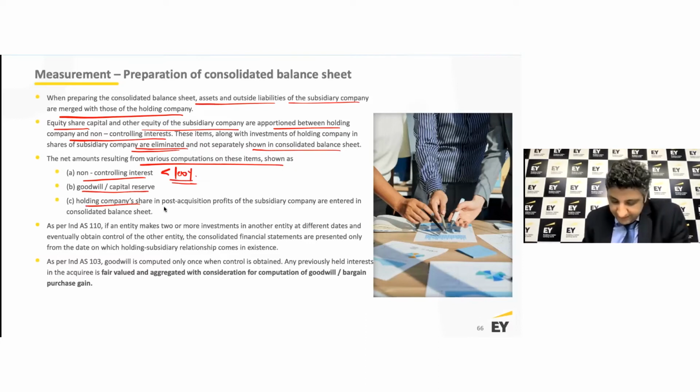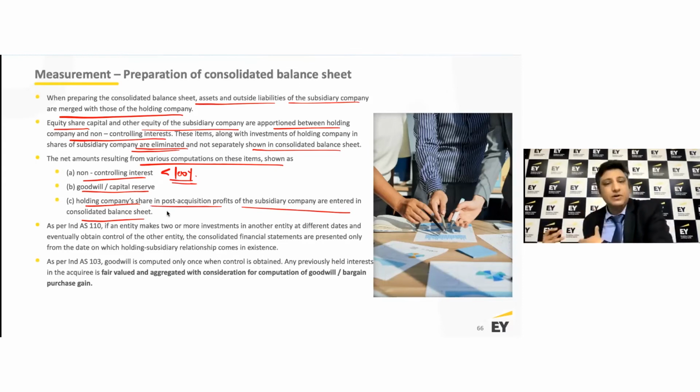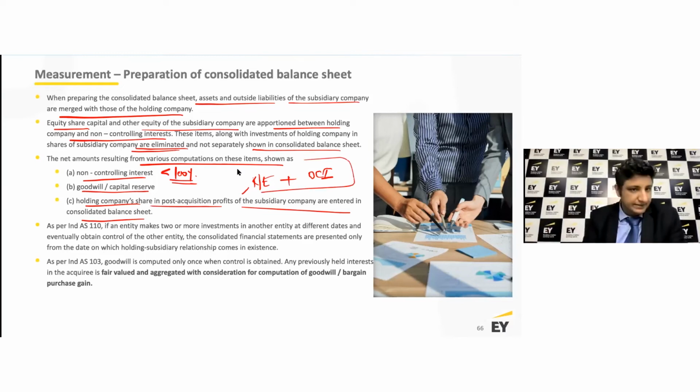Also, the parent's share in the post-acquisition profits becomes part of your equity. It's both your retained earnings as well as the OCI. They would be coming to you as a parent, for all the post-acquisition share of profits.